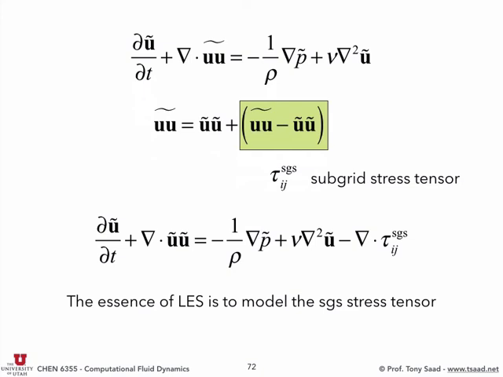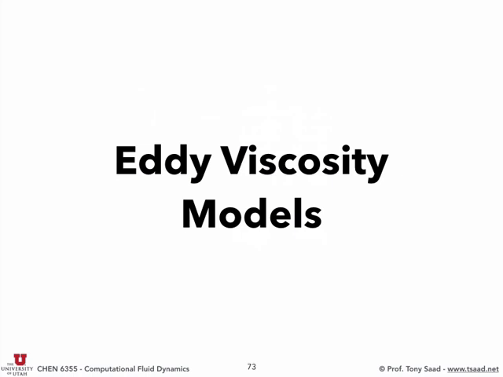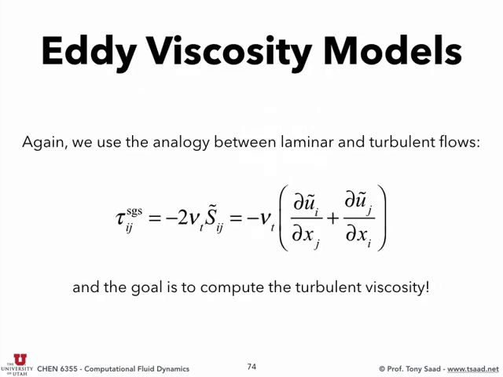Okay. So now we start with the LES modeling, and the simplest models are eddy viscosity models. And again, we bring the analogy between turbulent and laminar flows and say, hey, it's a stress tensor. Let's model it similar to the Newtonian stress tensor and say that the subgrid stress tensor looks like a turbulent viscosity times a shear rate of strain tensor as a function of the filtered quantities. And now, all we need to do is find nu t.